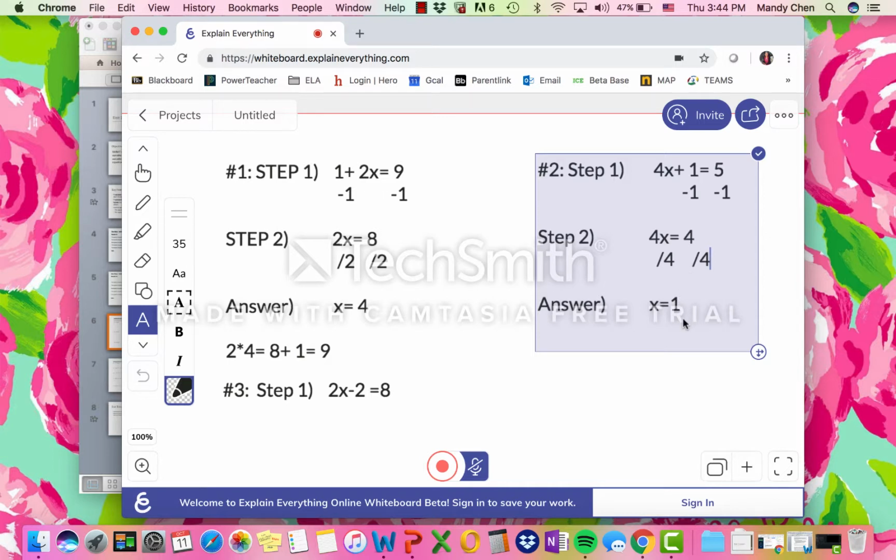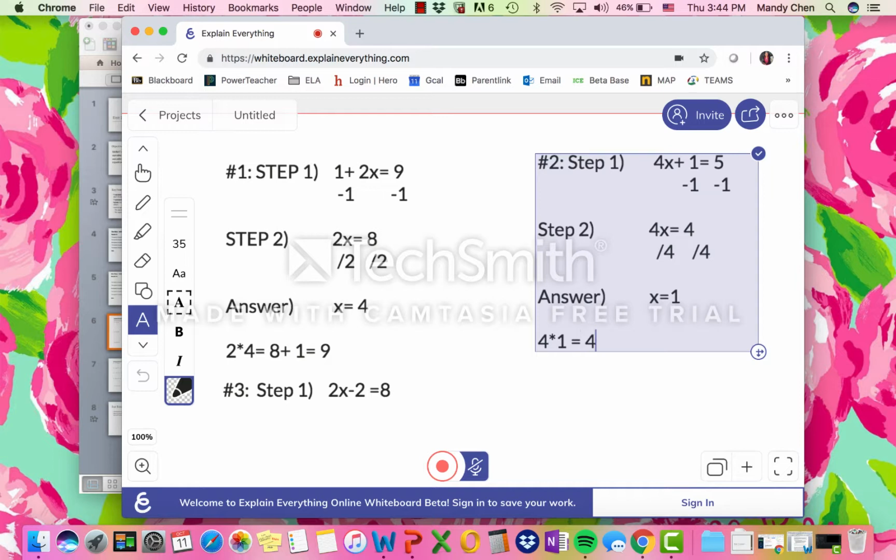Just to plug it back in to see if my answer is correct, because you always want to check and see if your answer is correct, I'm going to go ahead and say 4 times the number 1. 4 times 1 equals 4. And then I'm going to go ahead and put the rest of my equation in, which is 4 plus 1, and that should equal 5, which, as we can see, it does.